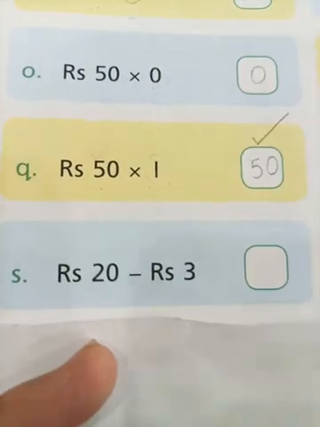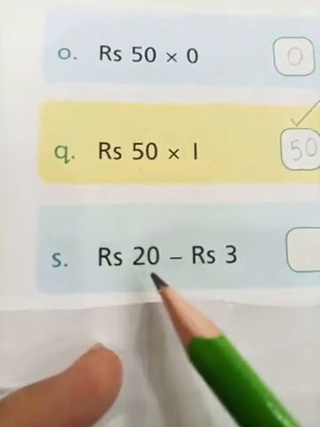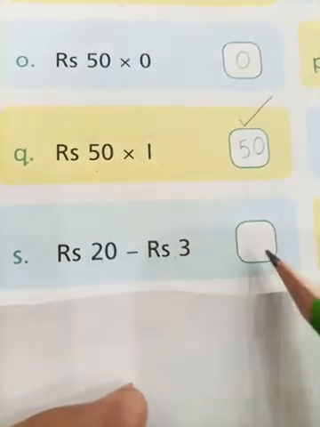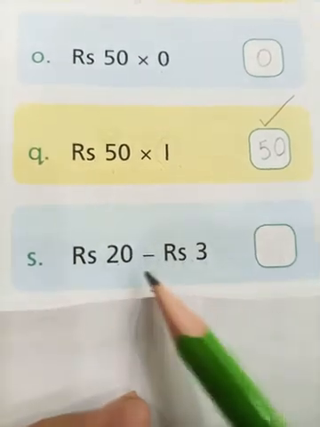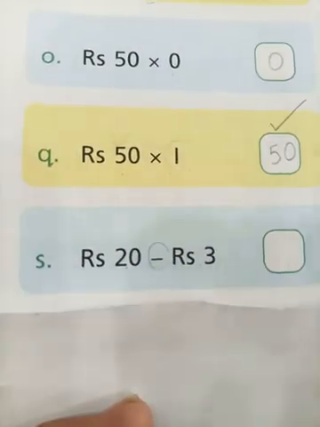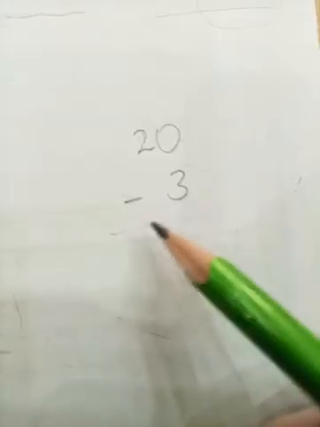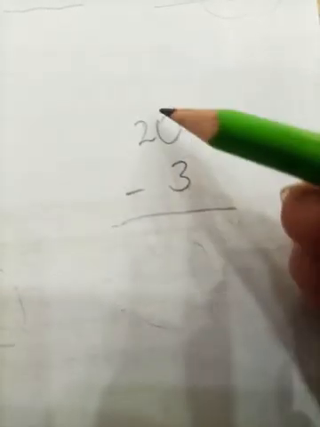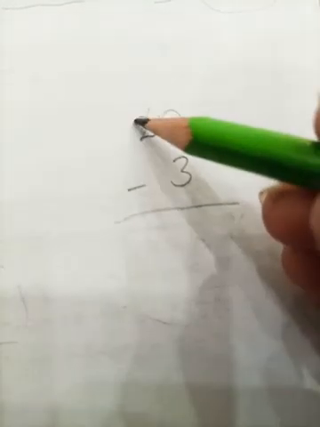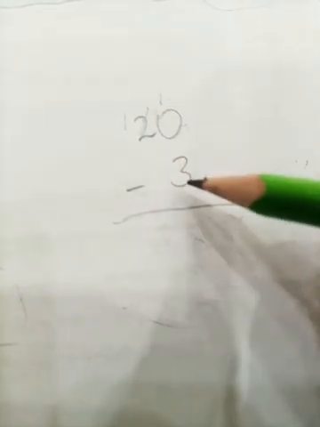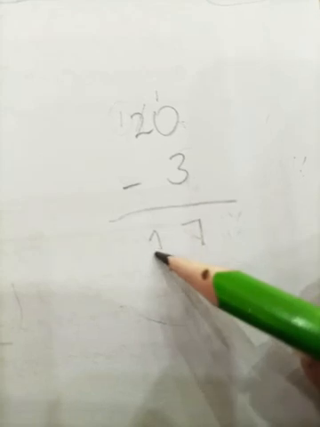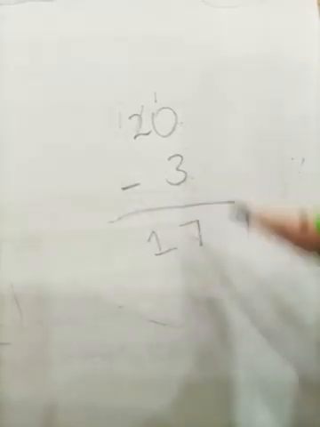Okay. Next is the part S. Students, here you have a 20 rupee note and you are giving 3 rupees to me. So students, what will be the remaining rupees? 20 minus 3. Let's do the process of subtraction to get our answer. Students, let's subtract it. I can't subtract 3 from the 0, so I have to take 1 carry from this 2. This 2 will become 1 and this 0 will become 10. 10 minus 3 is equal to 7. Remaining is the number 1 here, so 1 will come down as it is. 17. 20 minus 3 is 17.